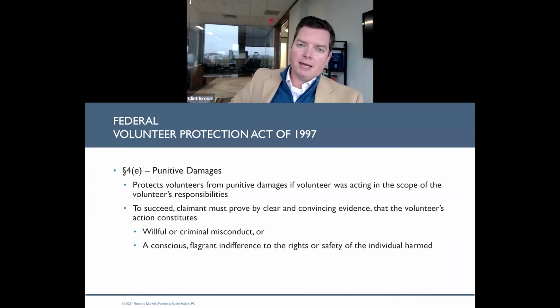So in order for a claimant to go after an association volunteer for punitives, they have to prove by clear and convincing evidence, that's a higher standard they have to meet, that the volunteer's action constitutes willful or criminal misconduct or a conscious flagrant indifference to the rights or safety of the individual harmed. If they prove that, then they can get punitive damages.